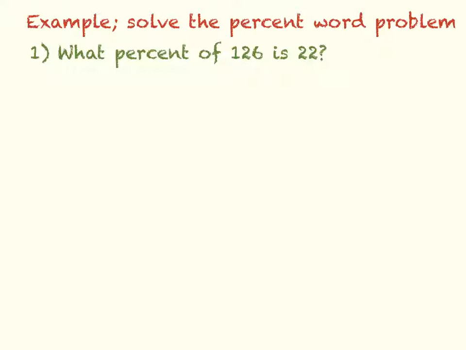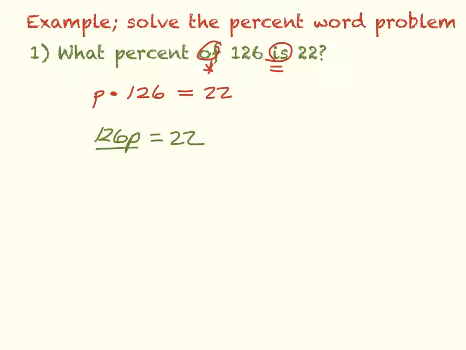What percent of 126 is 22? So we're looking for the percent times 126 equals 22. So "is" means equal, "of" means multiply, and we're looking for our percentage, so I'm going to write P. Now I'm just going to solve for P. So I might rewrite it as 126P equals 22. So I divide by 126.